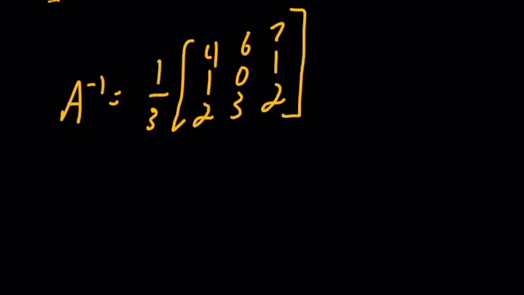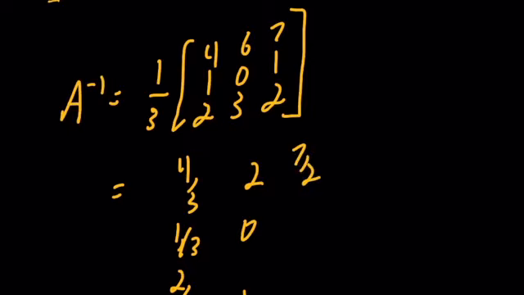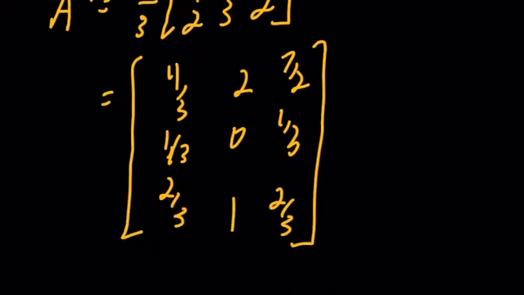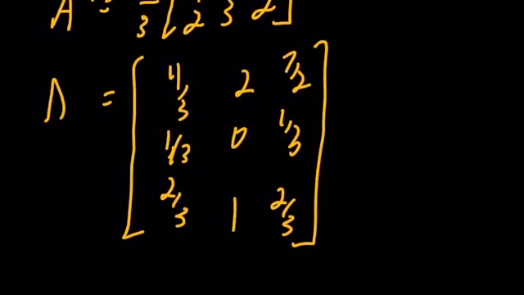So by referring to the equation we have just proved, given that we have the adjoint and determinant, this is just a matter of distributing the 1/3 into the adjoint, which ends up looking like this, where we have 4/3, 1/3, 2/3, 2, 0, 1, 7/3, 1/3 and 2/3. Okay, and this is equal to the inverse.